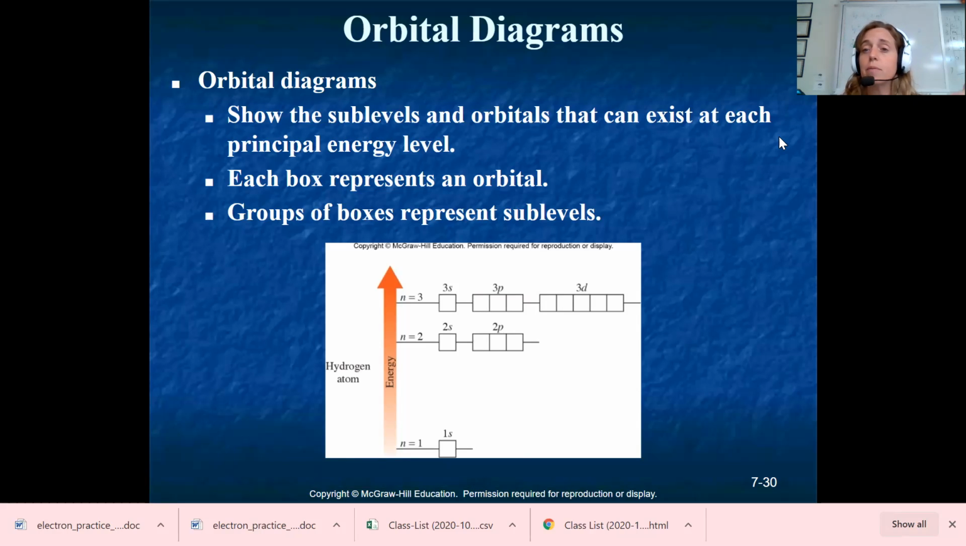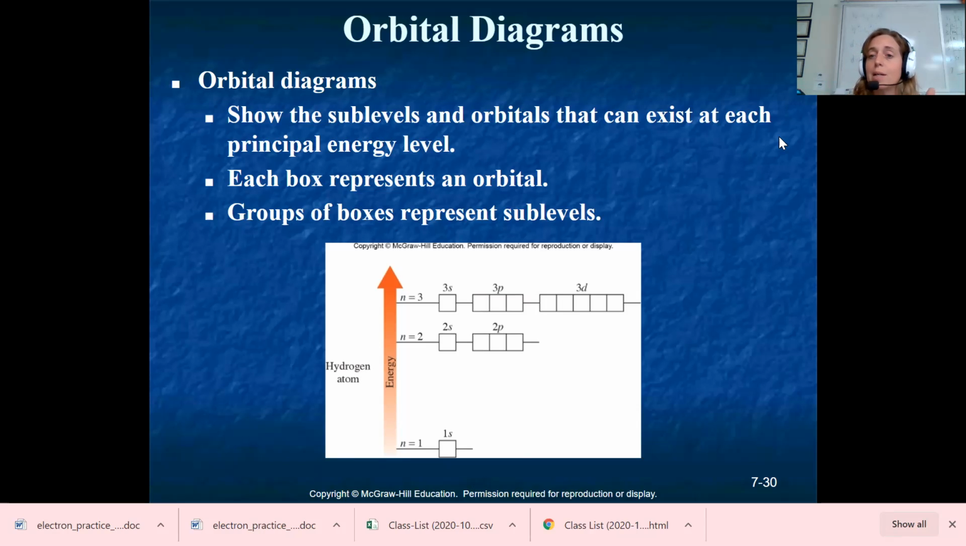Now, a principal energy level is a row number on the periodic table. So when I refer to the term energy level, I'm referring to the actual row on the periodic table. And each box will represent one of the orbitals, and groups of boxes represent sublevels within the orbitals. Because as you know, I had you guys color your periodic table in 4 sections. So the S sublevel has 2 columns, meaning there's going to be 1 orbital.